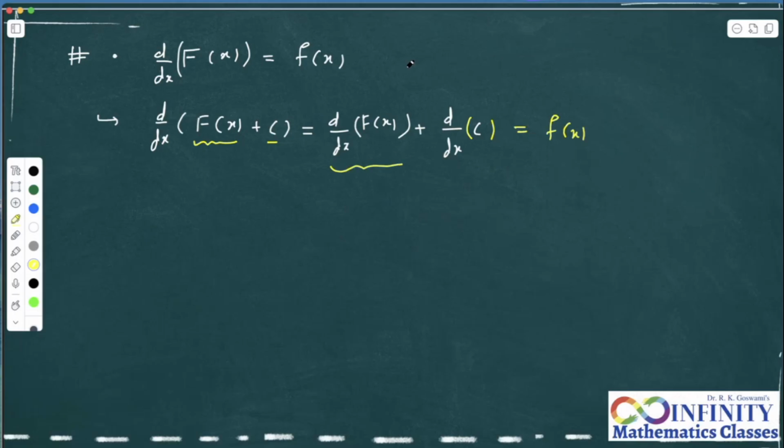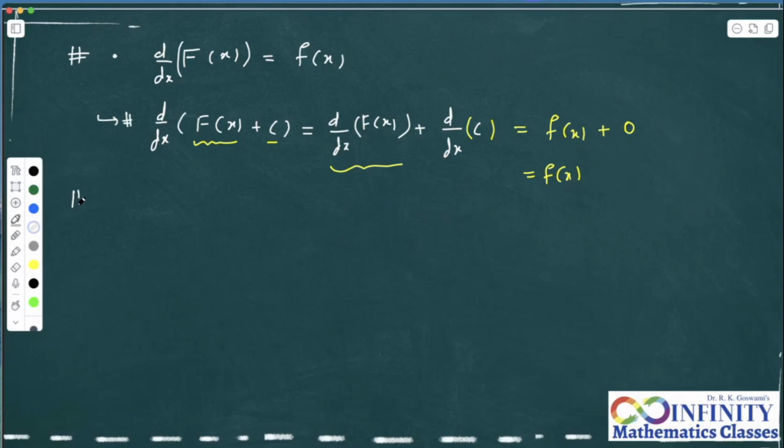The derivative of capital F(x), I told you, is small f(x). This is the information I have given you. And the derivative of a constant is 0. So ultimately, you will be getting f(x) only. Yes or no? Perfectly okay. So this is going to be the basis for you, and I'm going to use this fact.